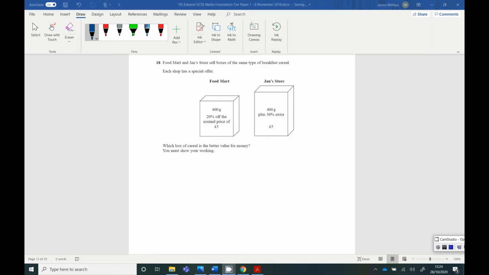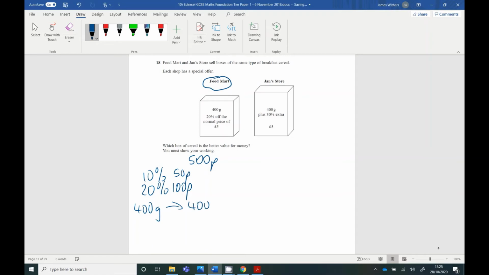Question 18. So let's look at the food mart first. Okay, so we get 20% off the normal price of £5. Now I'm going to work in pennies here. So £5 is 500 pennies. 10% of 500 pennies would be 50p off. So 20% off is going to be 100p off. So this is going to be costing us 400 pennies. So 400 grams costs us 400 pennies. So how much does a single gram cost us? It costs us a penny from Food Mart.